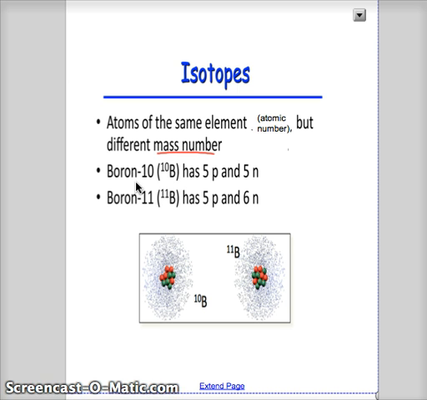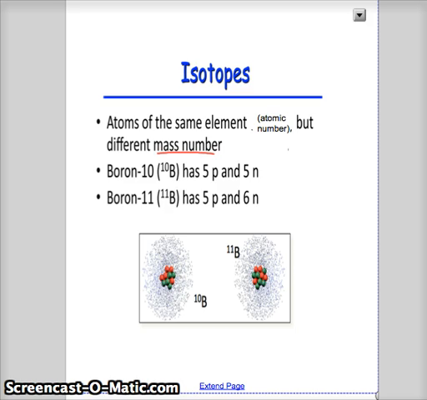As we can see here with boron. Boron 10 has 5 protons, like boron's supposed to have because that's its atomic number, but it has 5 neutrons. Boron 11, still boron, so it still has 5 protons. In this case, it has 6 neutrons, because 5 plus 6 equals 11. Different versions of the same element.